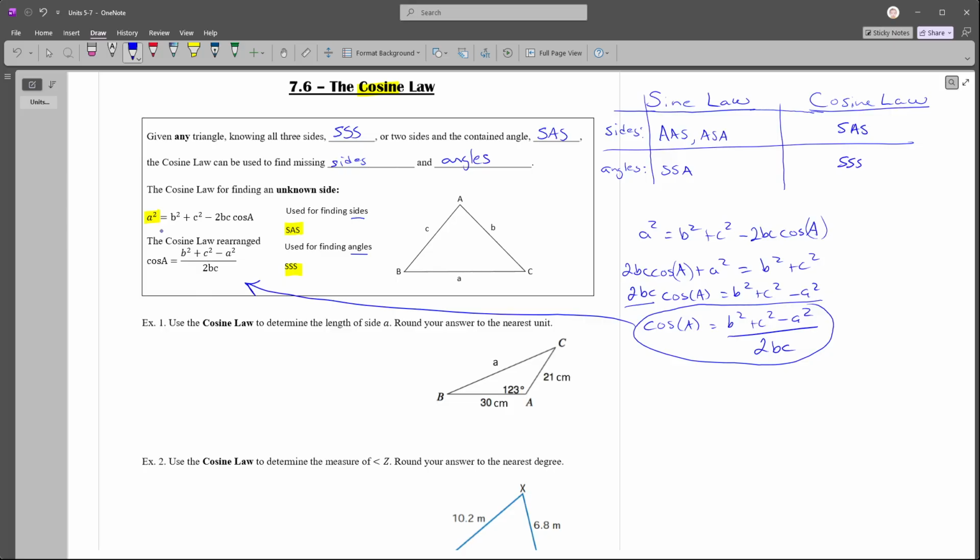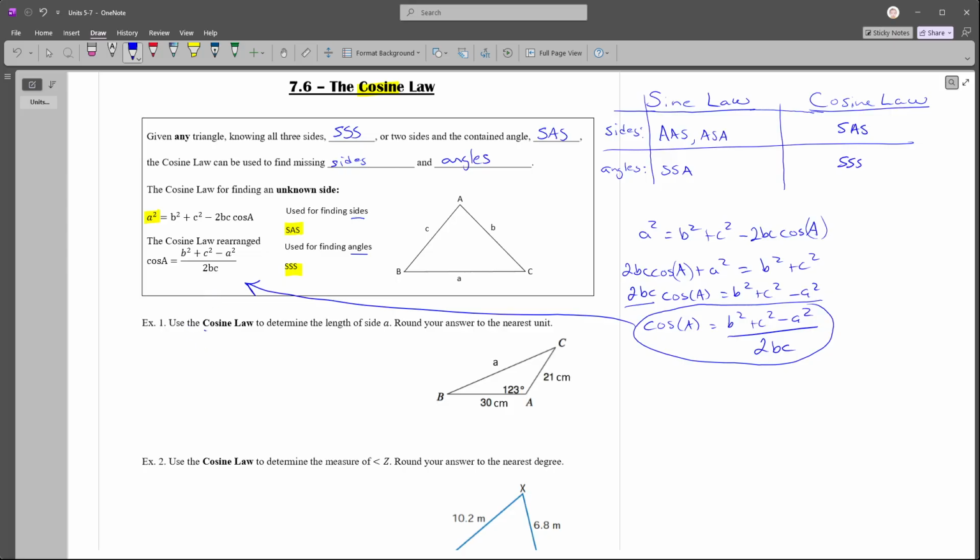So for a side length, a squared is equal to b squared plus c squared minus 2bc cos a. If you're looking for an angle, cos of a is equal to b squared plus c squared minus a squared divided by 2 times b times c. Okay. Did you get all that? I guess we'll find out.